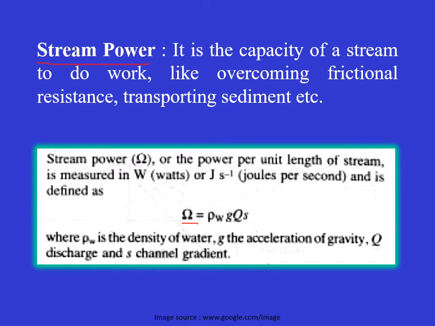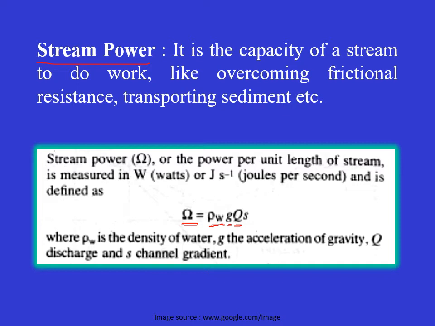rho w g q s, where rho w is the density of water. So you can see that the stream power, that is how much work a river can do, is dependent on the density of the water. So as density increases, stream power will also increase; that is directly proportional. g, small g, is acceleration due to gravity. Thirdly, q, that is the amount of discharge, and that q is also dependent on the velocity of the flowing river, the channel roughness, as well as the amount of water.